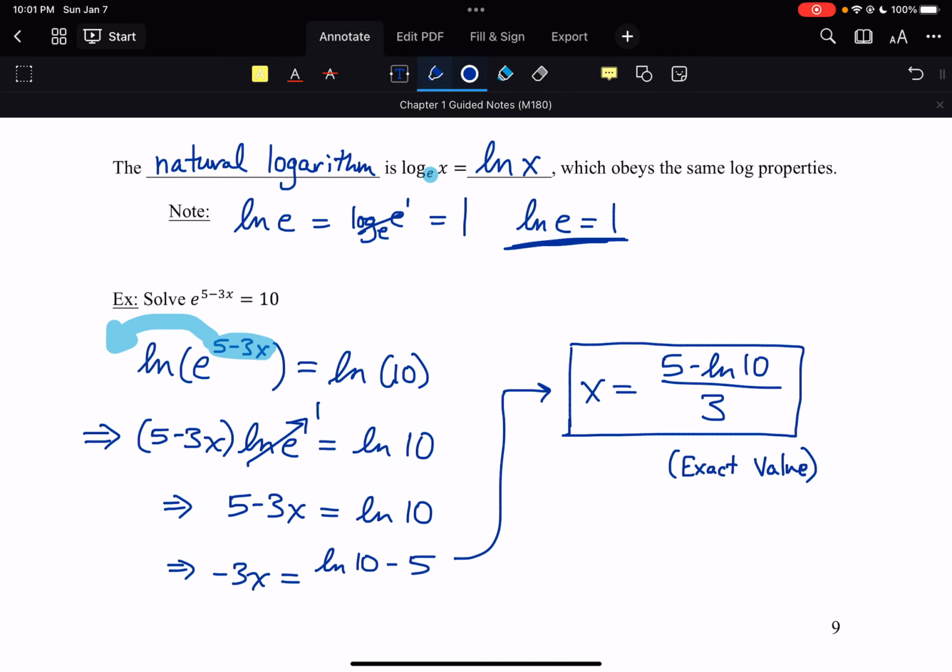And if you're doing problems where they just want you to round or approximate the value using a decimal, you would just punch this into a calculator. There is a natural log button on the calculator. But for our purposes, most of the time, unless it asks you to specifically round or approximate, you want to leave the exact answer as much as possible. But this is how we can use logarithms to help solve exponential problems and exponential equations.